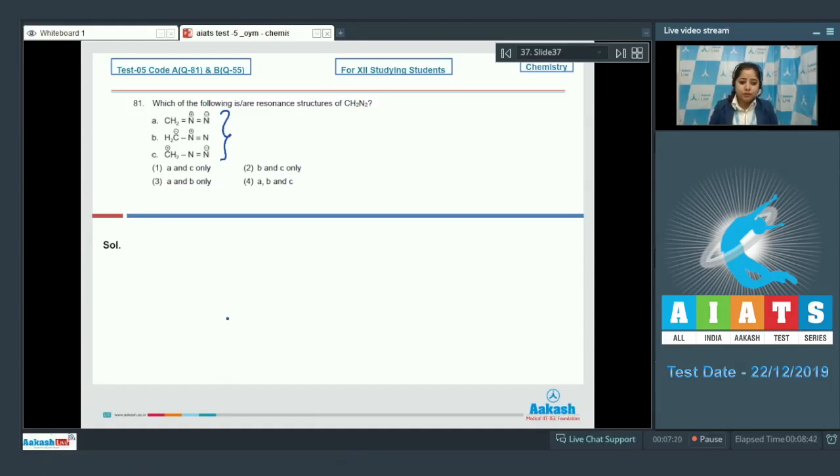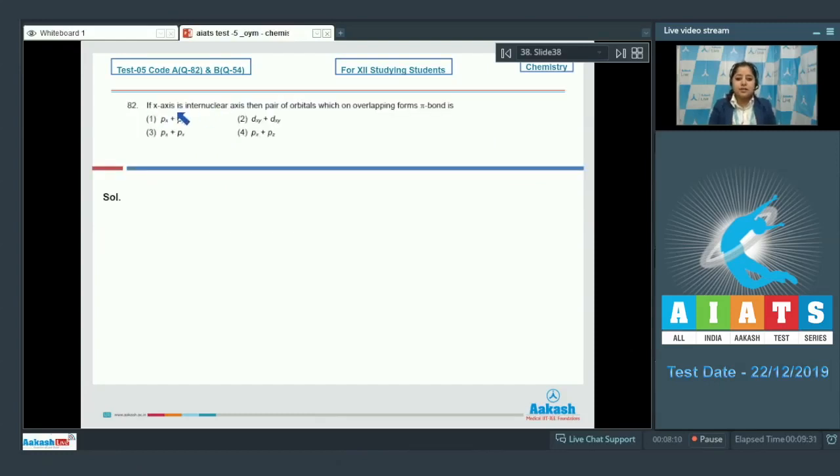So the correct answer for this question is number 4. That means structures A, B and C all represent the resonating structures of CH2N2. So the correct answer for this question is option number 4. Moving to the next question, students, which is 82.